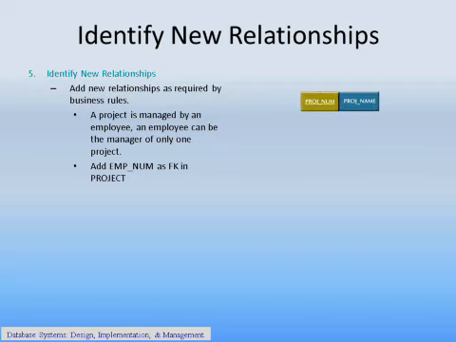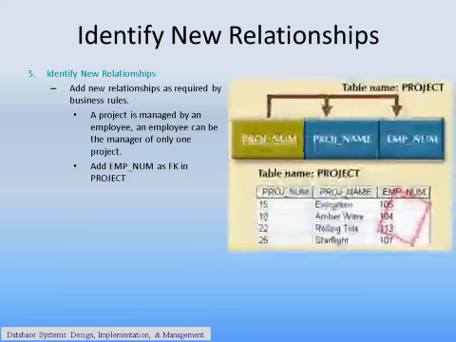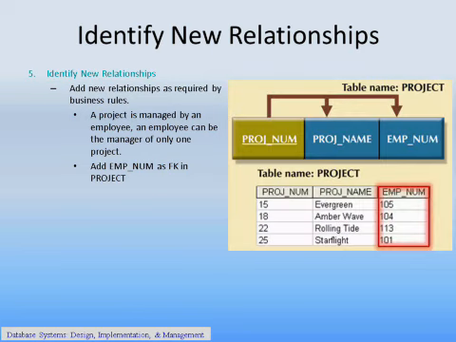The project relation originally had the attributes project number and project name. As you remember, the original report showed the project manager by placing an asterisk next to the employee's name. Therefore, you need to add the empnum attribute to the project relation as a foreign key to represent the project's manager.